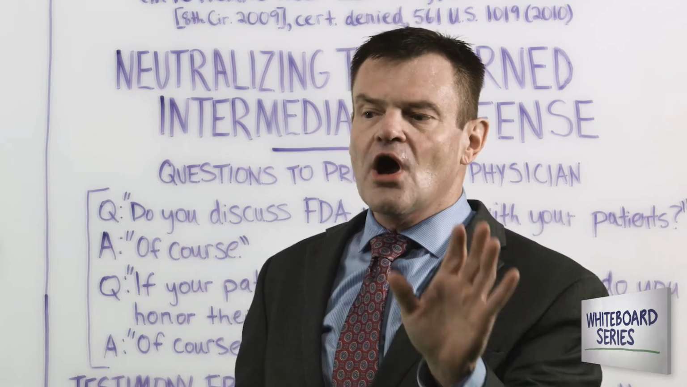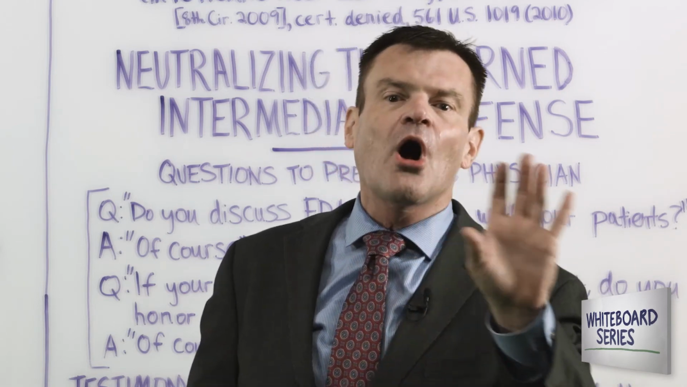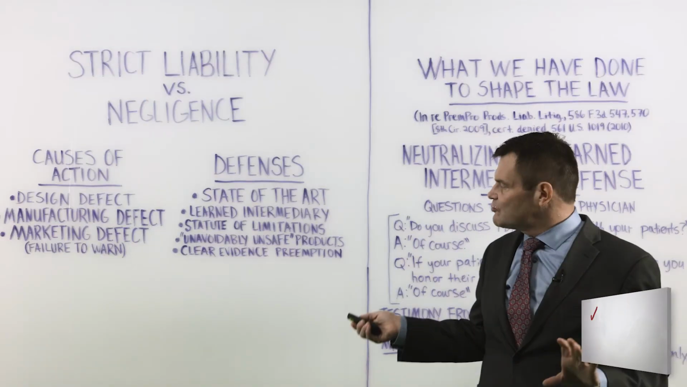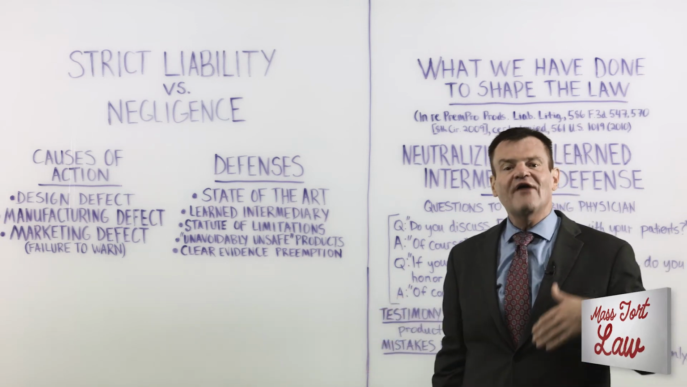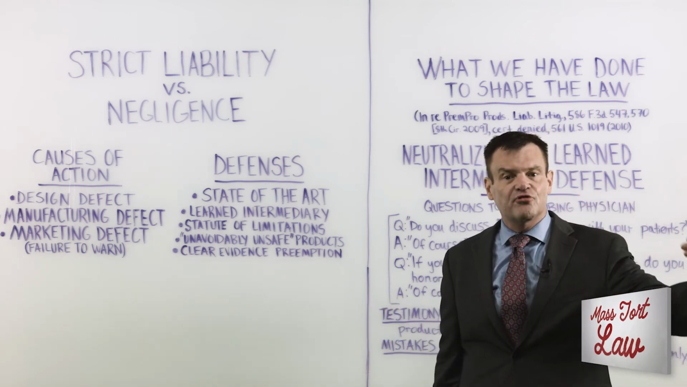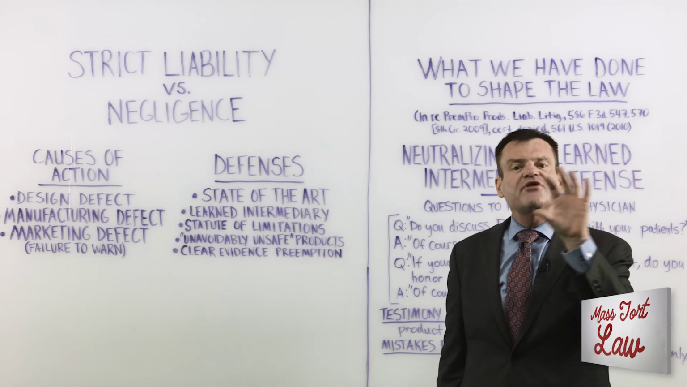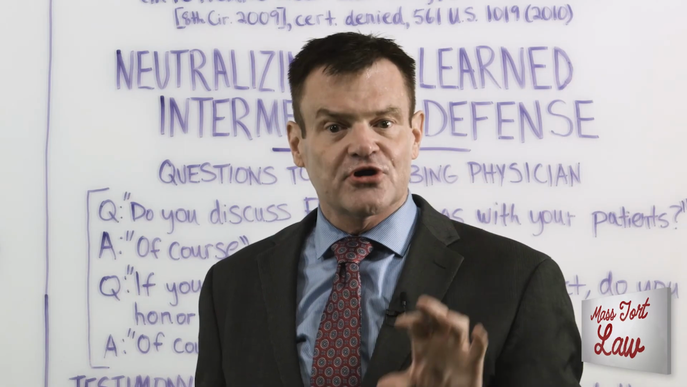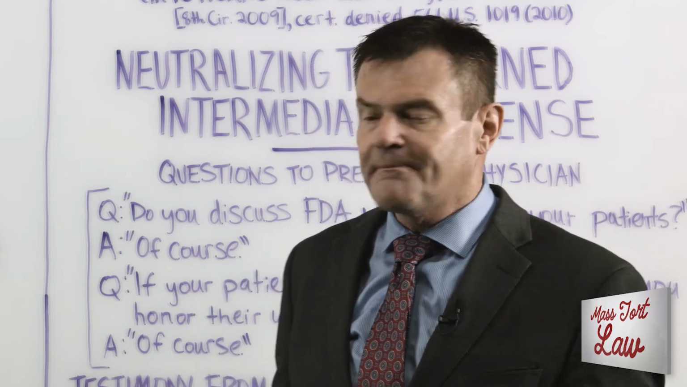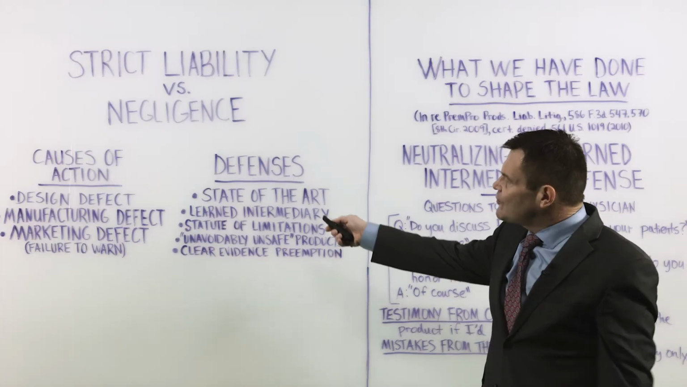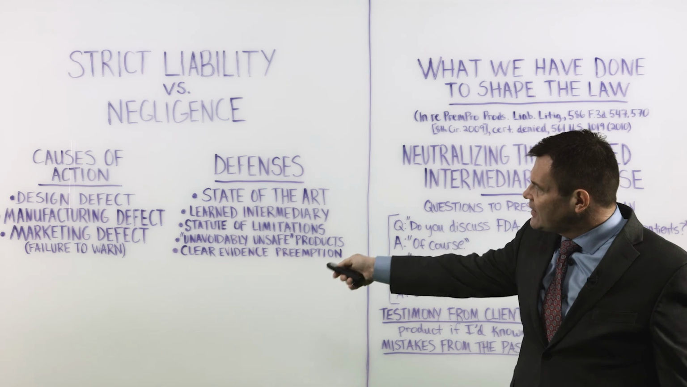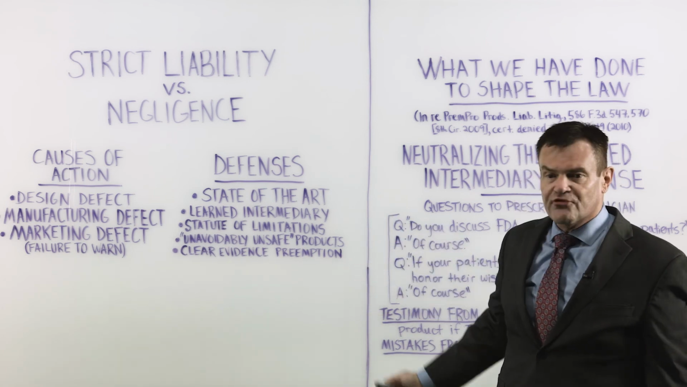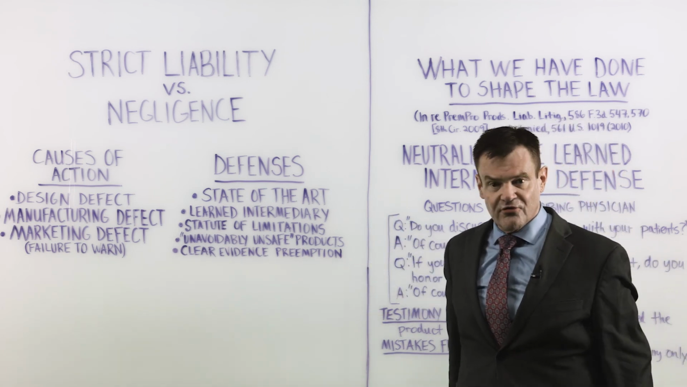And the courts have said, no, you have to go beyond just proposing a warning to the FDA to assert clear evidence preemption. You have to actually urge the FDA to accept the warning, provide reasons why the FDA should do so, and only if the FDA rejects those reasons will there be clear evidence preemption. So these are essentially the causes of action and the defenses to those causes of action that are raised in pharmaceutical litigation.